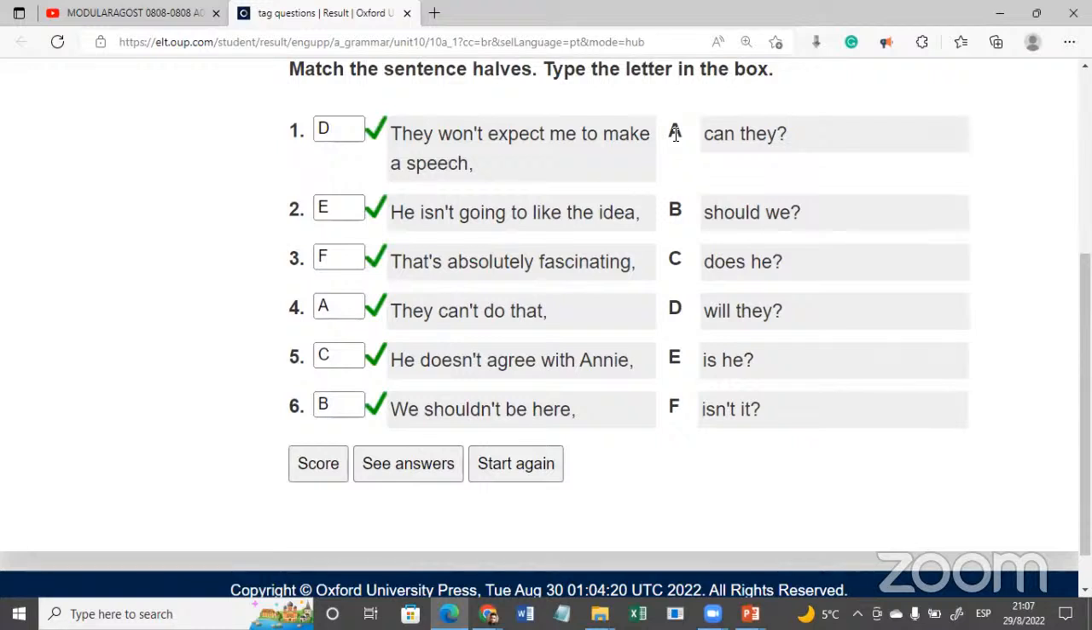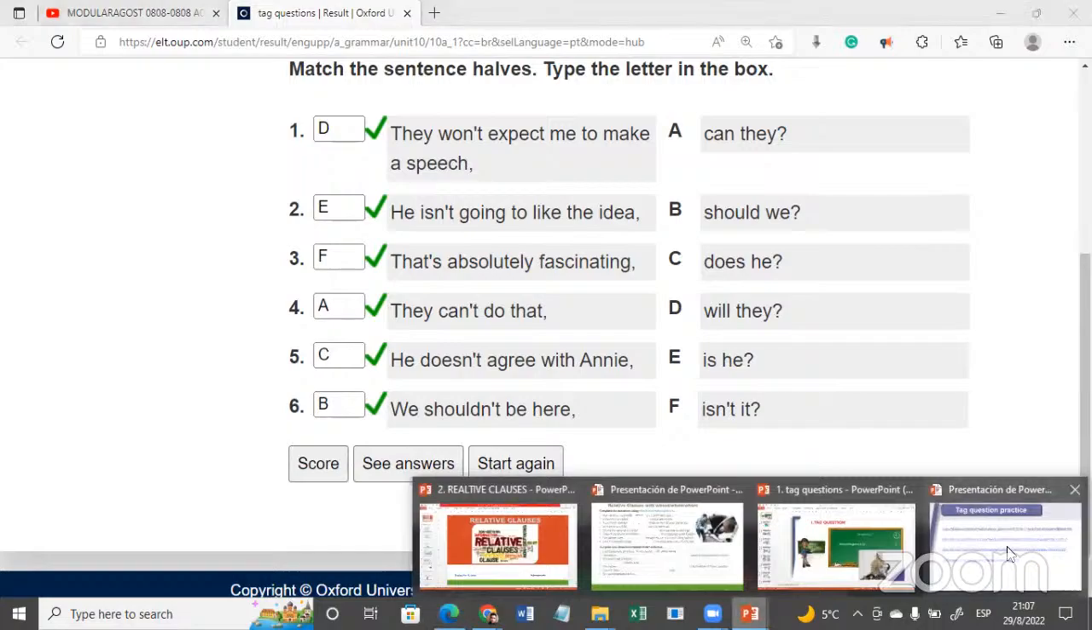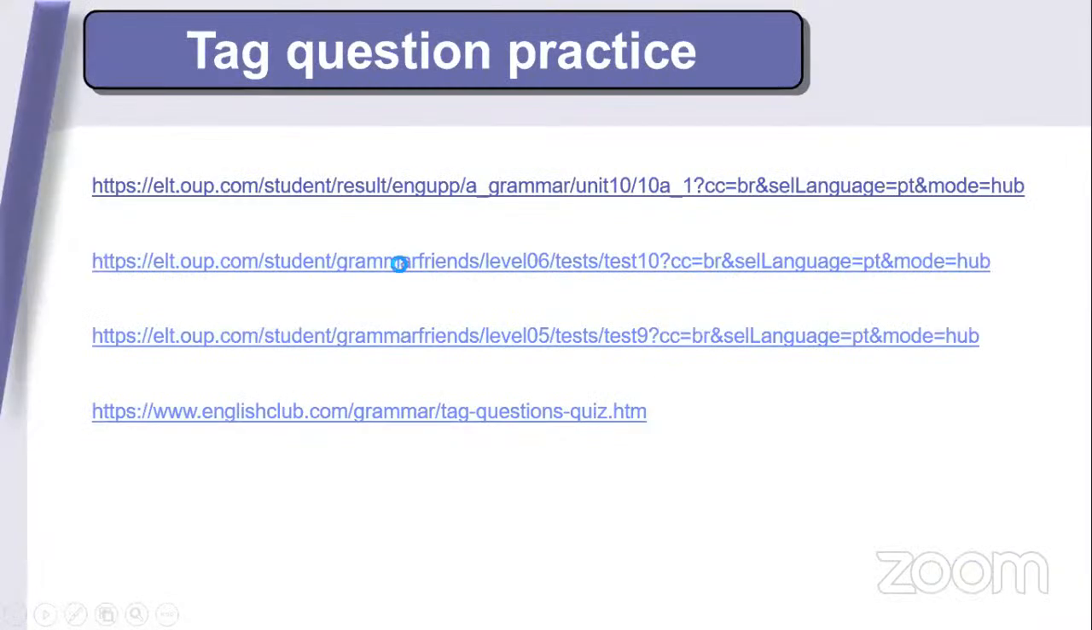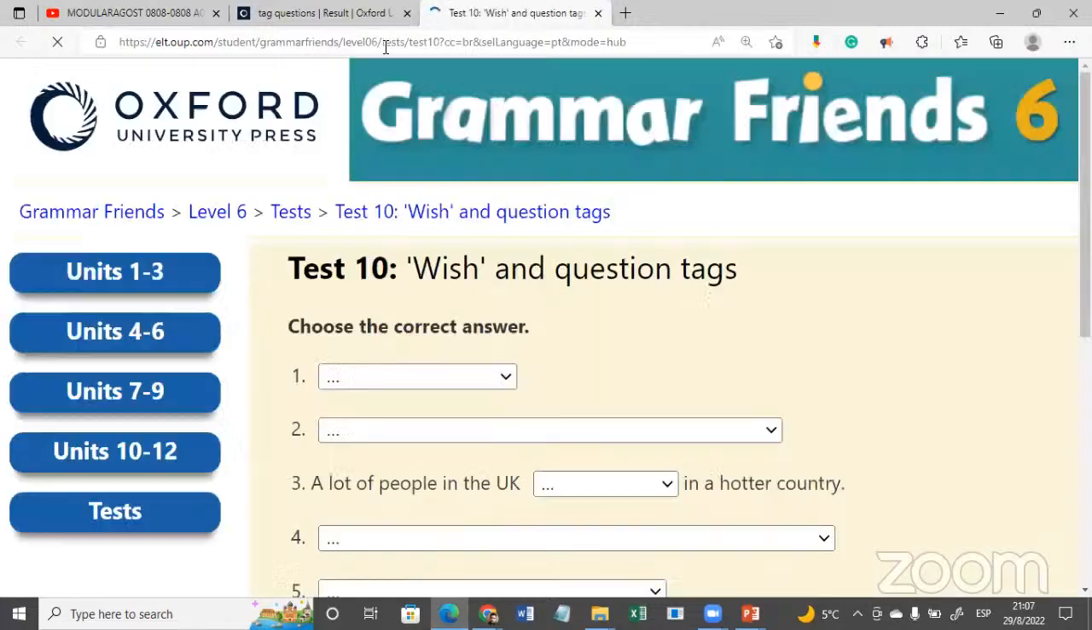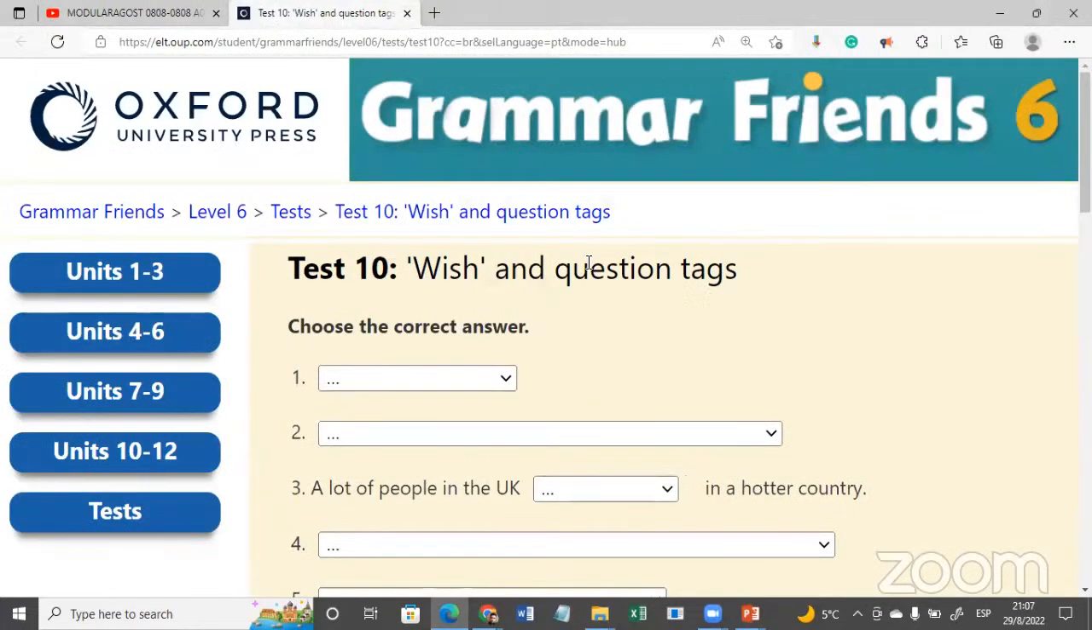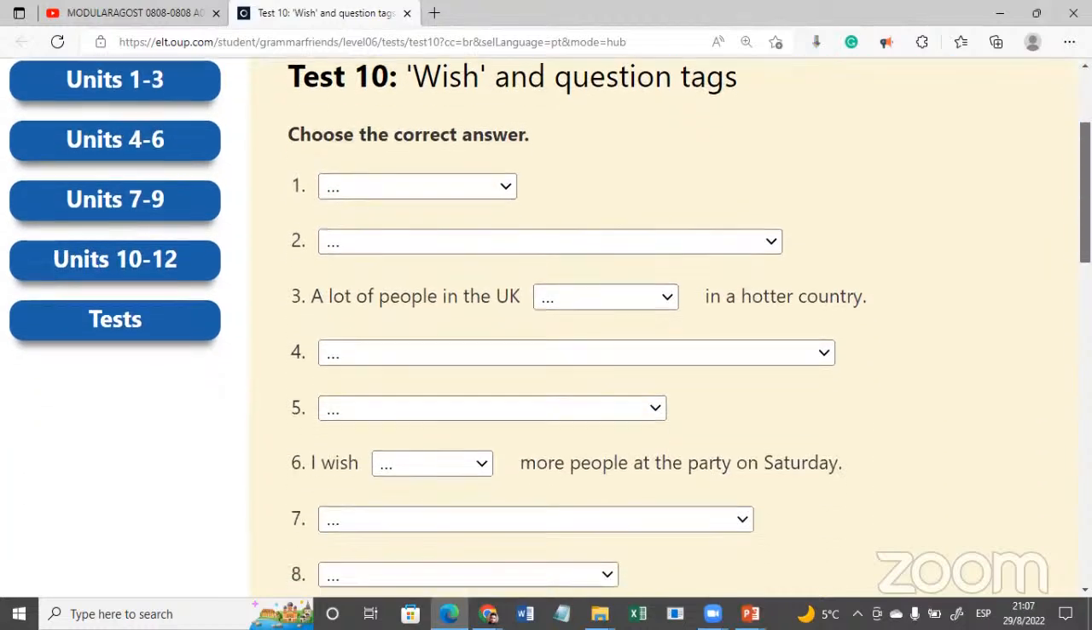Let's continue, please, with the next link. Wish and tag question. For example, I wish we have a cat. I wish we have a cat, or I wish we had a cat. What do you think is number 1?